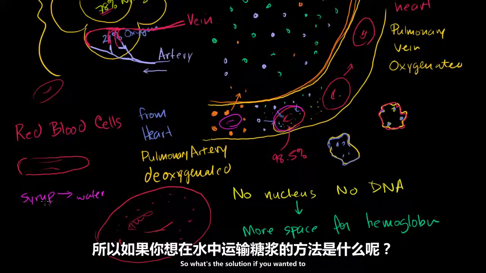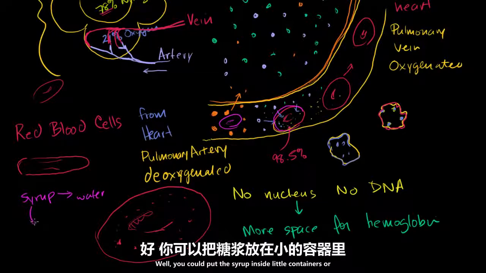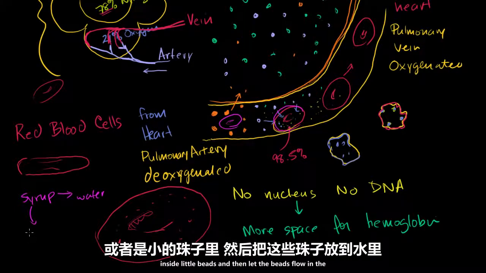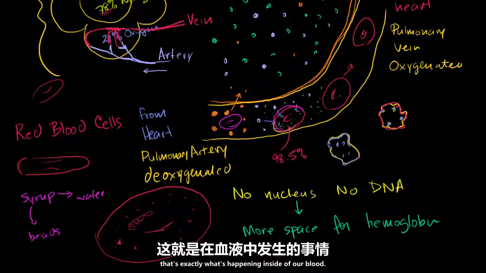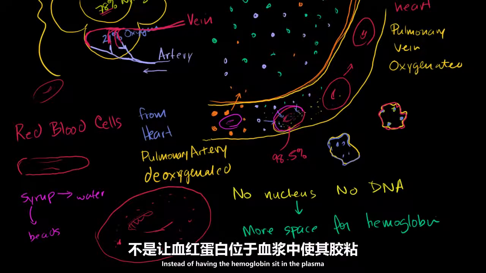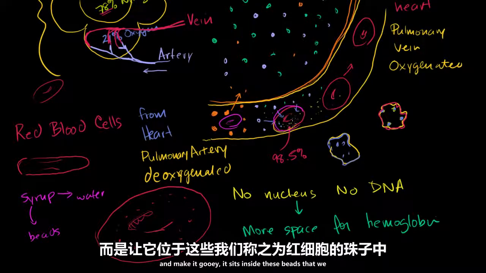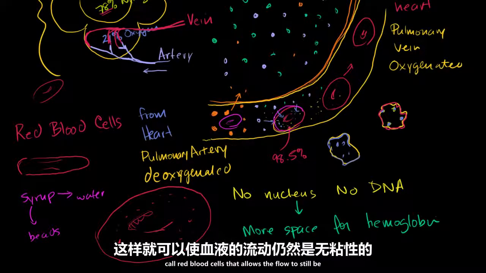So what's the solution if you wanted to transport syrup in water? Well, you could put the syrup inside little containers or inside little beads, and then let the beads flow in the water, and then the water wouldn't be all gooey. And that's exactly what's happening inside of our blood. Instead of having the hemoglobin sit in the plasma and make it gooey, it sits inside these beads that we call red blood cells, which allows the flow to still be non-viscous.